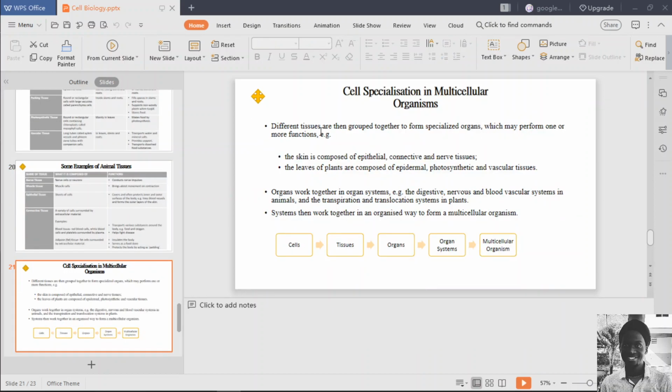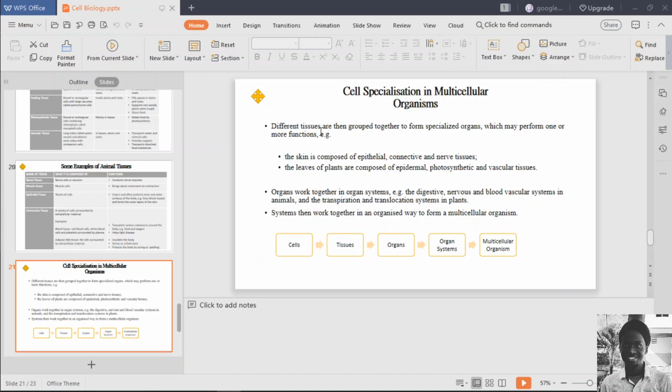Different tissues are then grouped together to form specialized organs, which may perform one or more functions. For example, the skin is composed of epithelial, connective, and nerve tissues. The leaves of plants are composed of epidermal, photosynthetic, and vascular tissues. These specialized organs then work together in organ systems. For example, the digestive system, the nervous system, the blood vascular or circulatory system in animals, and the transpiration system and the translocation system in plants.